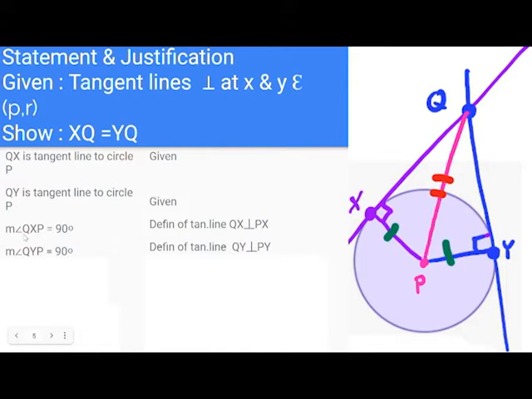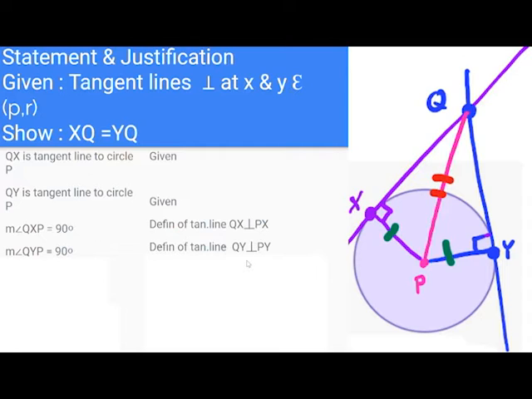Measure of angle XQP equals 90. The definition of the tangent line states that XQ is perpendicular to XP, right? Since it's perpendicular, it equals 90 degrees. As well as measure of angle QYP equals 90 degrees also, similar results. It's a tangent line, with line QY perpendicular to PY, since those equal 90 degrees.